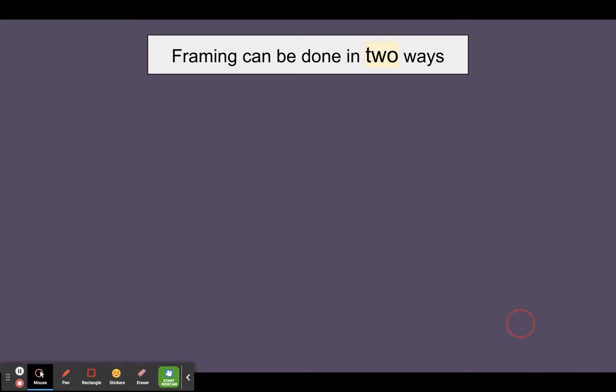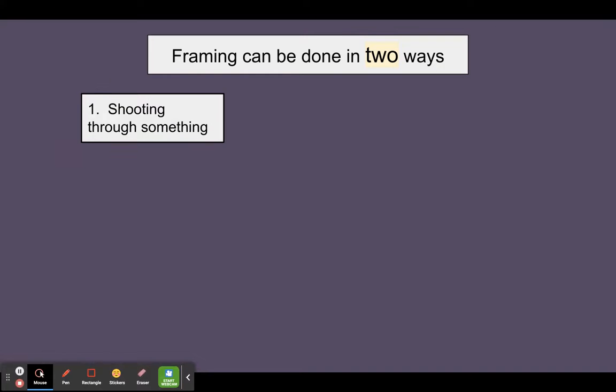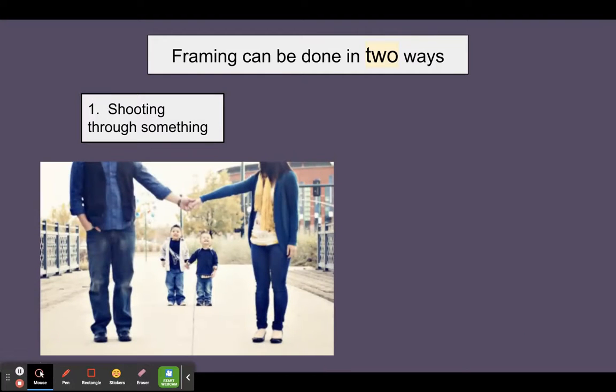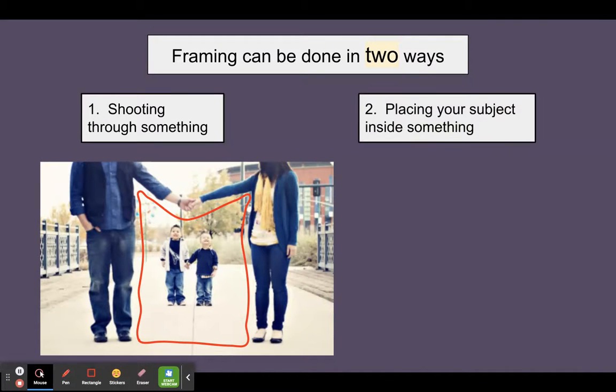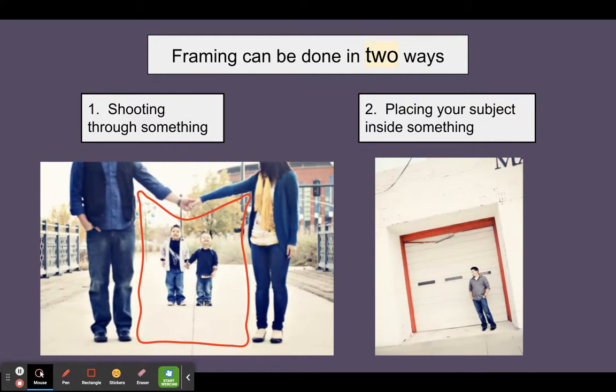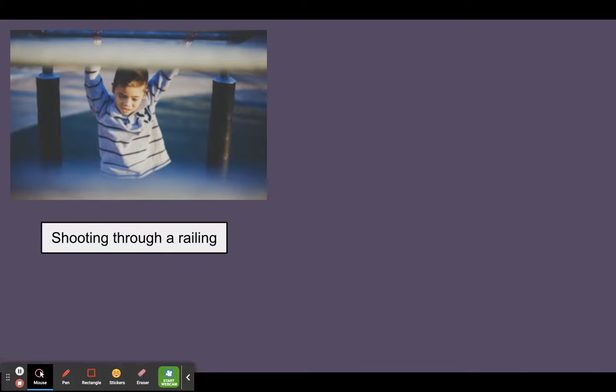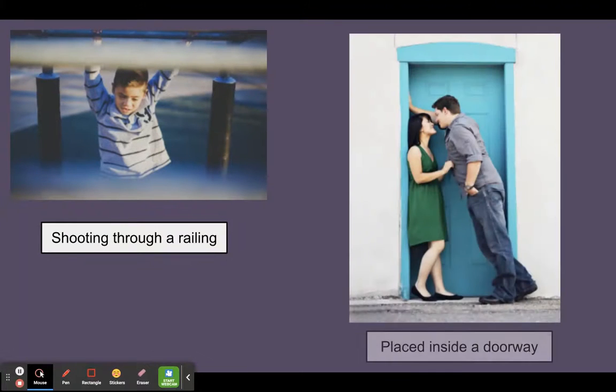So, really, framing can be done in two ways. Number one is to shoot through something, such as this example. The children are the main subject, and the photographer is shooting through the parents. The other way is to place your subject inside of something. So in this case, the person is placed inside of that garage overhead door area. Here's another example of shooting through a railing, and then placing inside of something. In this case, it's a doorway.